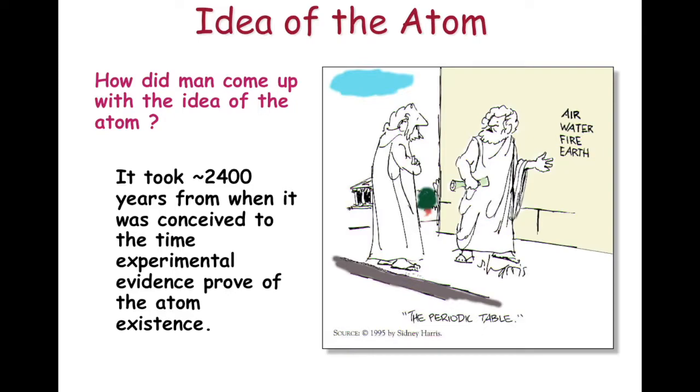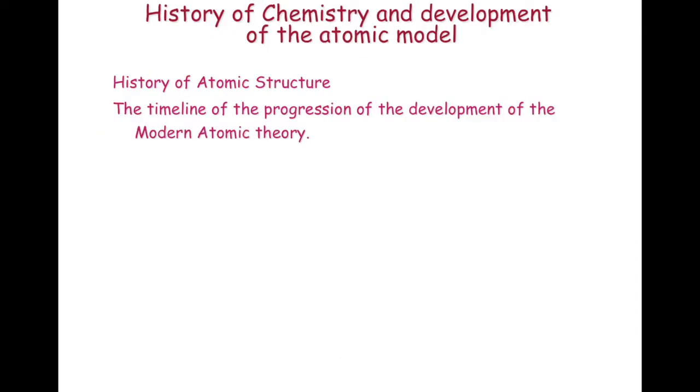So about 2,400 years ago, when the Greeks were just developing philosophy and understanding more about science, they thought that matter was basically these four materials: air, water, fire, and earth. These were basically their periodic table.